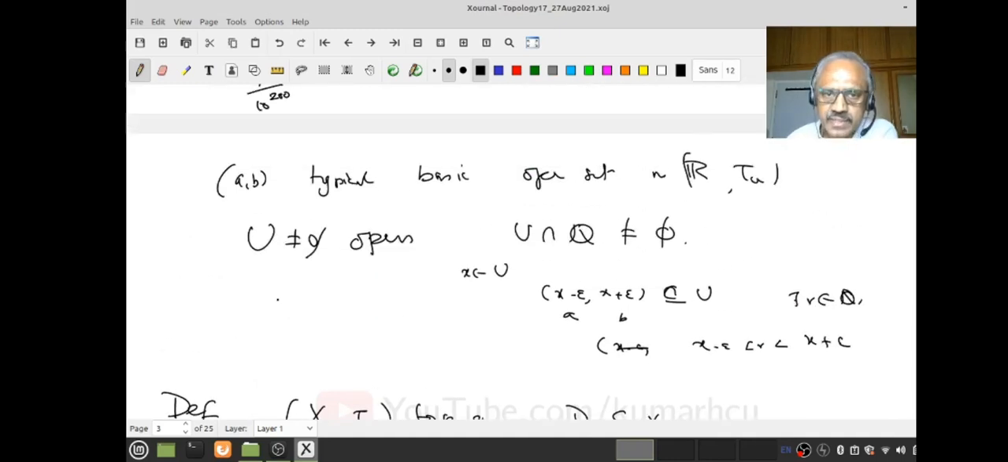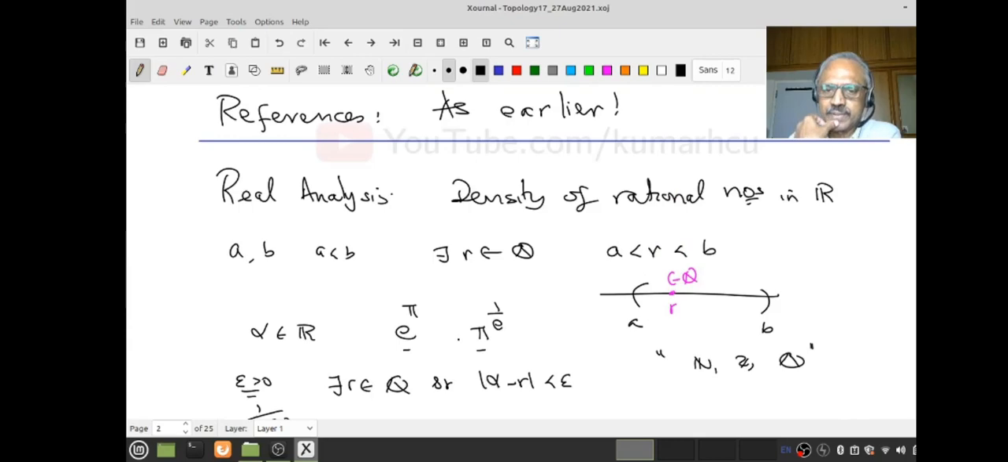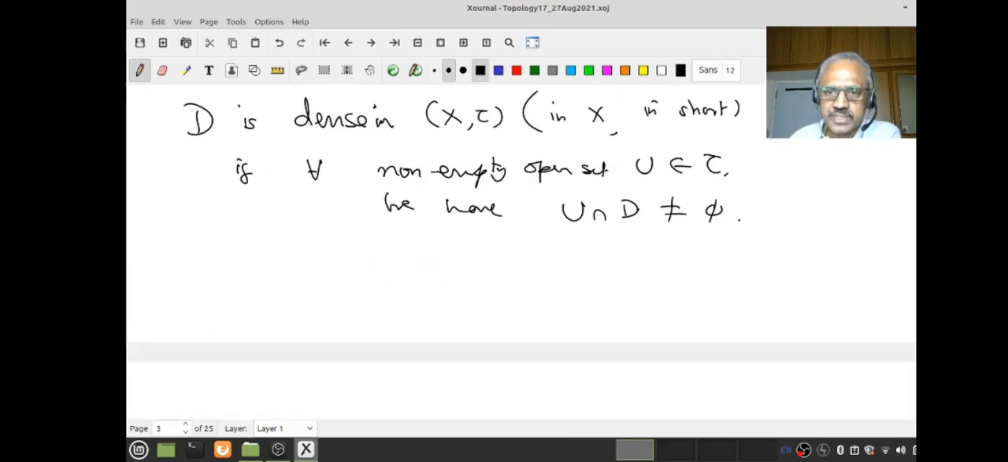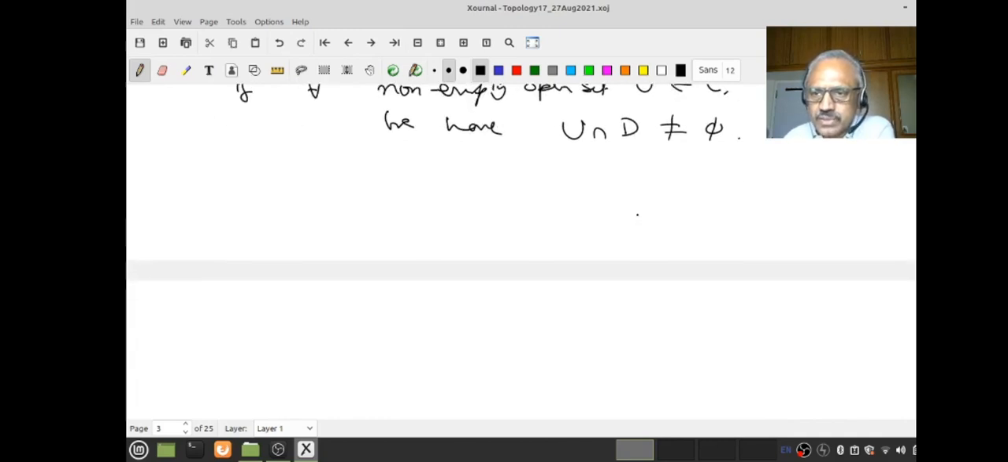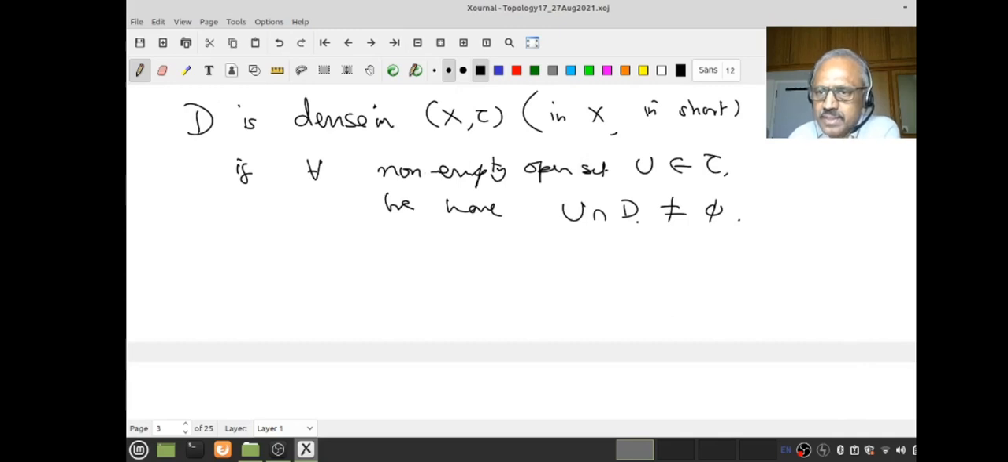Do you see that? There we said an interval (a,b) intersection Q is non-empty, and hence any non-empty open set intersection Q is non-empty. That's exactly what we are saying. Do you understand this definition? Now what does this try to say? Think of an example. This is my favorite example. Suppose this is my space X.